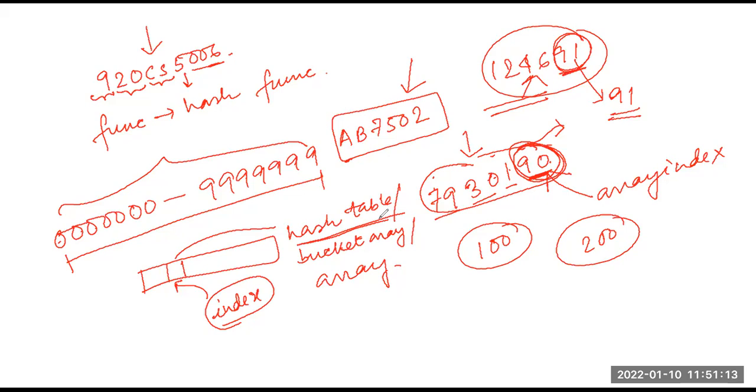Up to this, the basic part, is it clear? The basic part. What is a hash function? What is this hashing? Up to this, do you have any query?